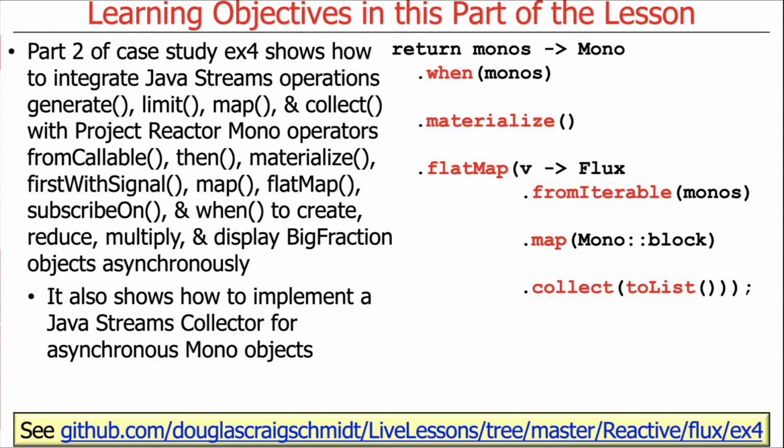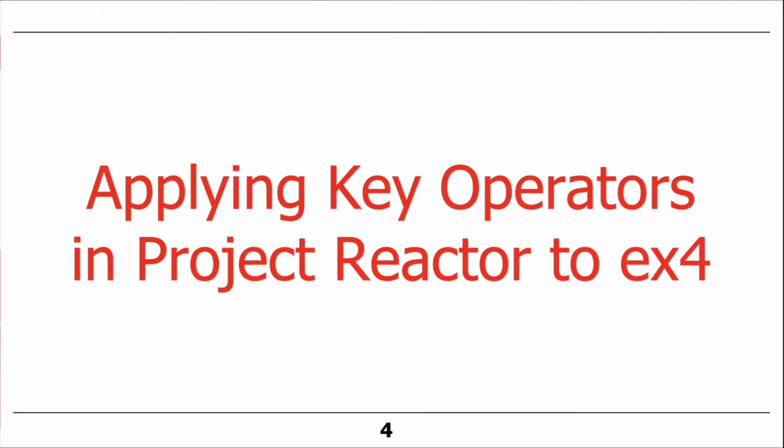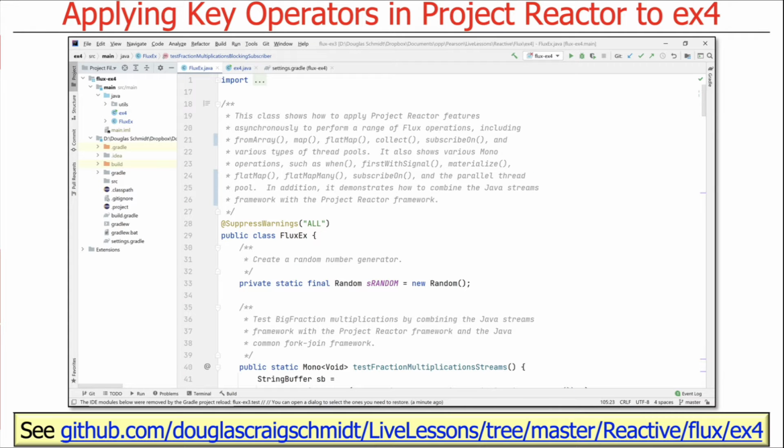We're also going to show a really cool collector for asynchronous mono objects. So we're going to write ourselves a Java streams collector that works with monos, which is another interesting mixing and matching of different paradigms. That's kind of fun. All right, as usual, you can find this in my GitHub repository in the ex4 folder under the Flux directory.